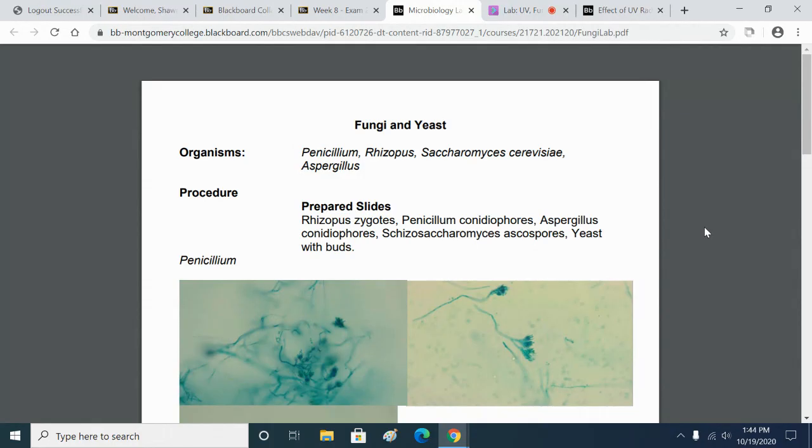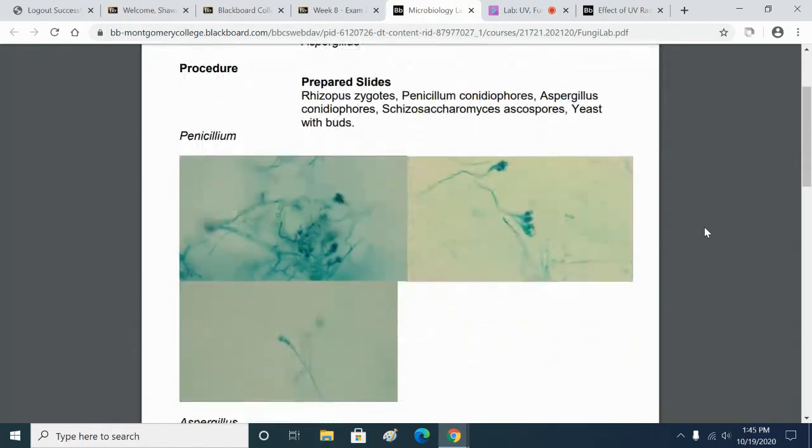Yeah, so normally this would just be an observation type lab anyway, where you would look at some live cultures, which we're not going to look at here, but you also look at a bunch of prepared slides of the different types of fungi. And then the goal was just to be able to recognize the type of fungus when you see it. So we're going to be looking at some slides of Penicillium, Rhizopus, yeasts, and Aspergillus. So our first organism here is Penicillium.